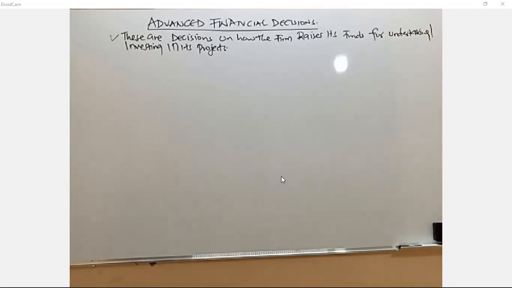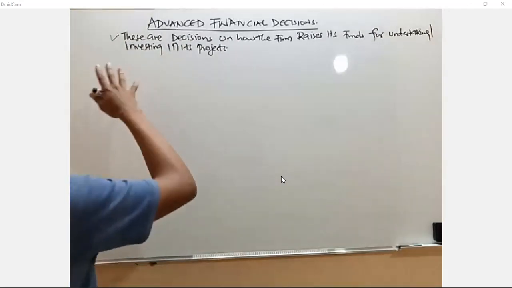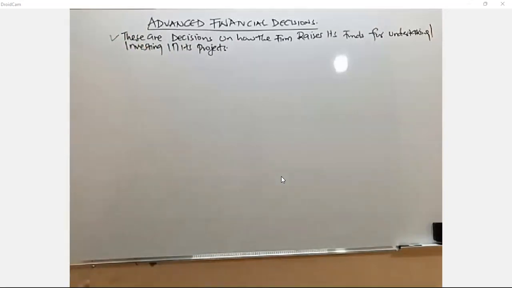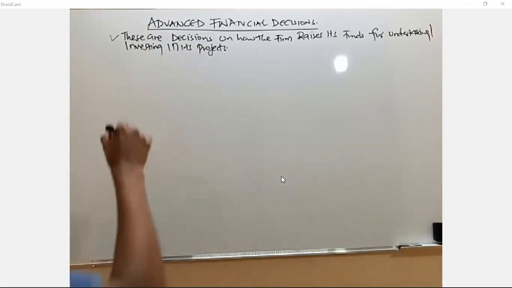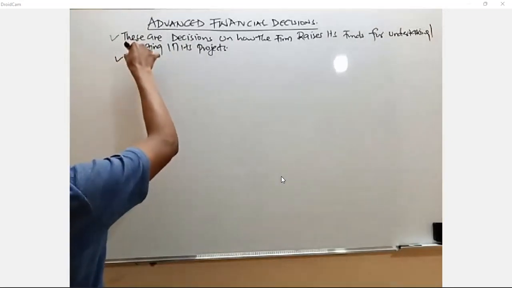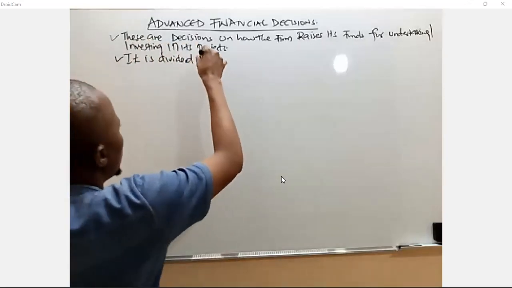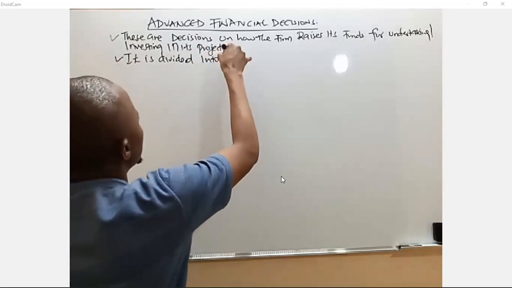Those are the things which I was just trying to elaborate. How do the organizations invest in these projects? We normally use the financial decisions. And we are saying it is normally divided into four, right?